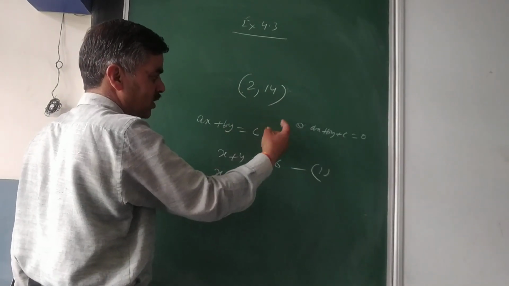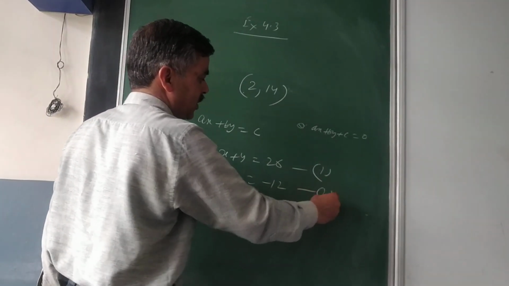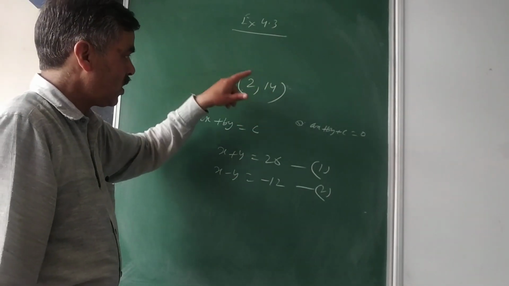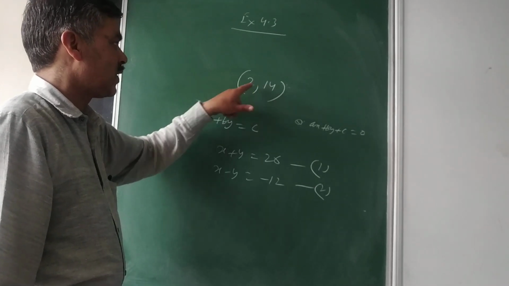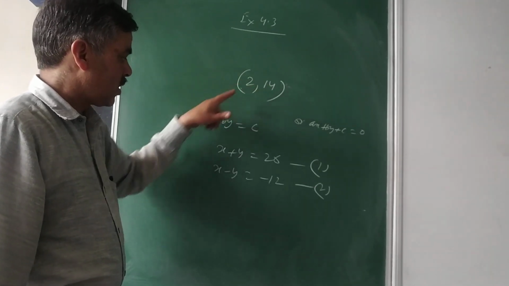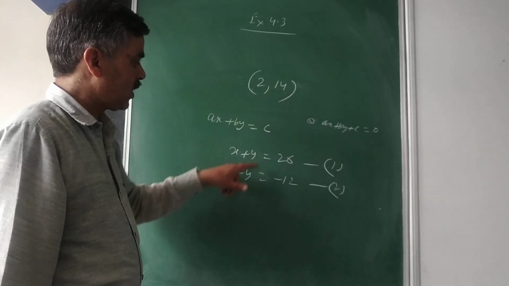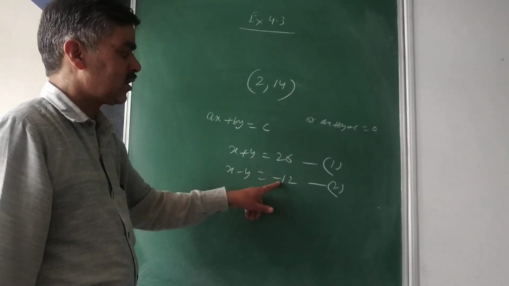2 minus 14 is equal to what? Minus 12. It should satisfy. That is the thing you have to be careful about. You just cannot change these values or the sign of these coordinates. If it is 2, I have to take 2. But I am taking the difference with y, so again I am putting 14 here. That's why I have written there minus 12.